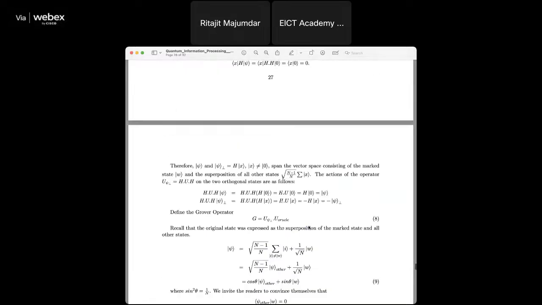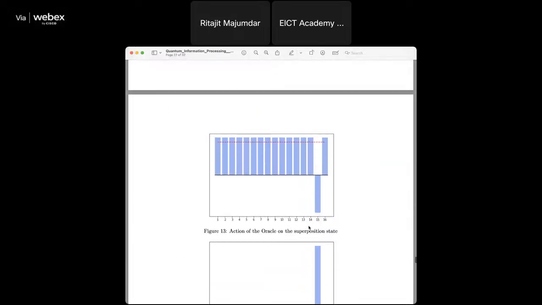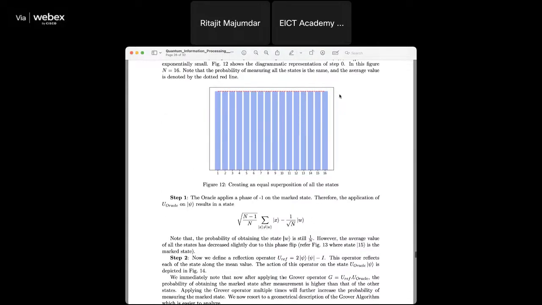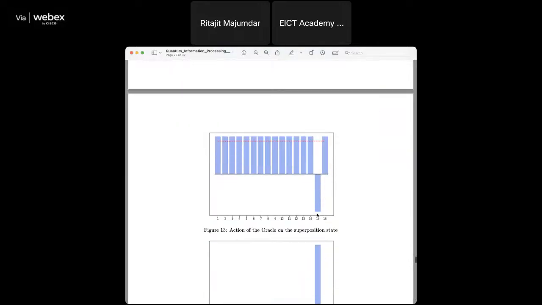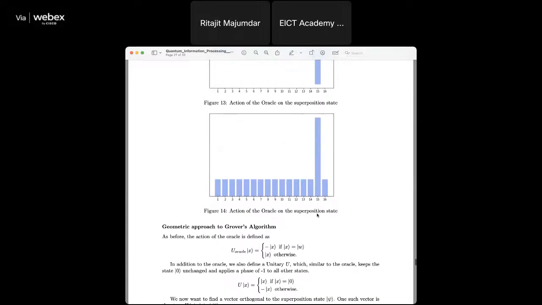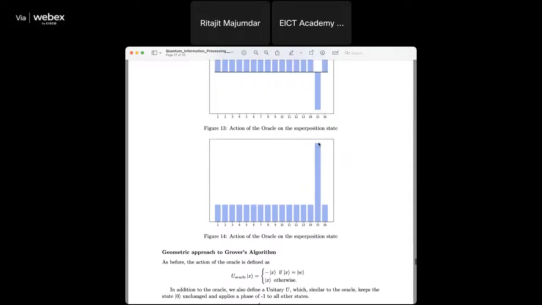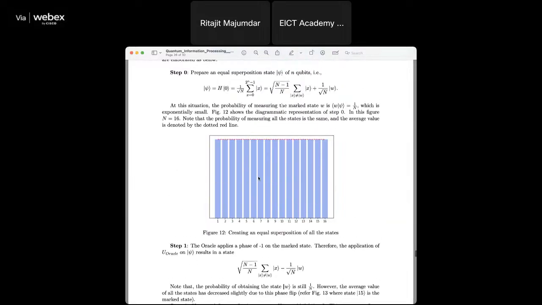So you can see the same thing happening here. Once you do the phase change by applying the oracle, then you do the reflection, the probability that you get this state has improved somewhat. Before it was the same.